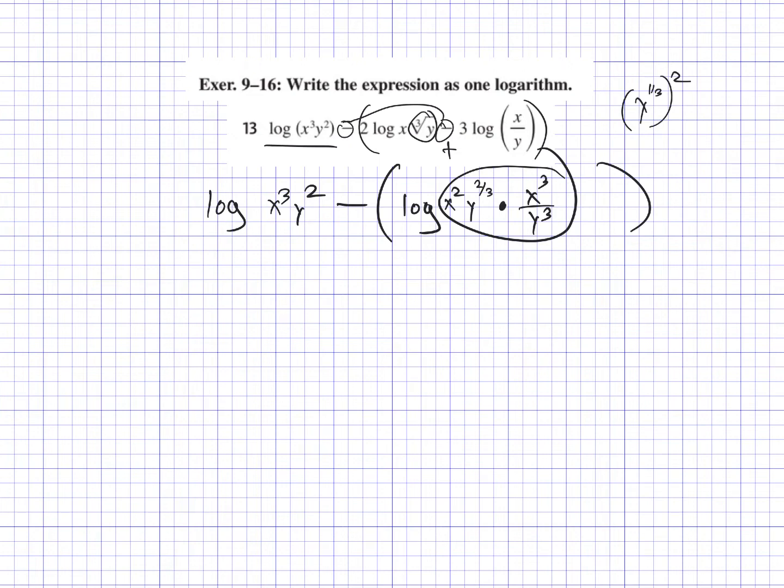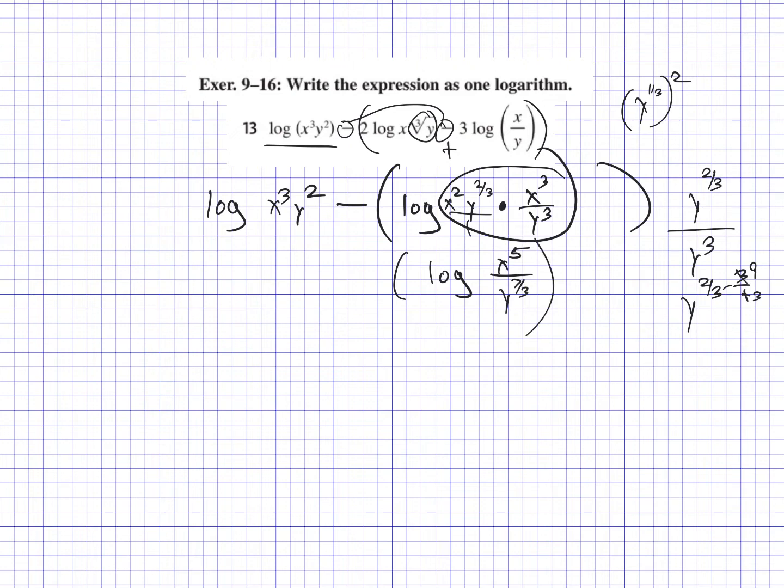All right, so inside here we get log of x to the 5th and 2/3 over y to the 3rd. That's y in the numerator of 2/3 minus 3 over 1. So get a common denominator, and that's negative 7/3, or positive 7/3 in the denominator.